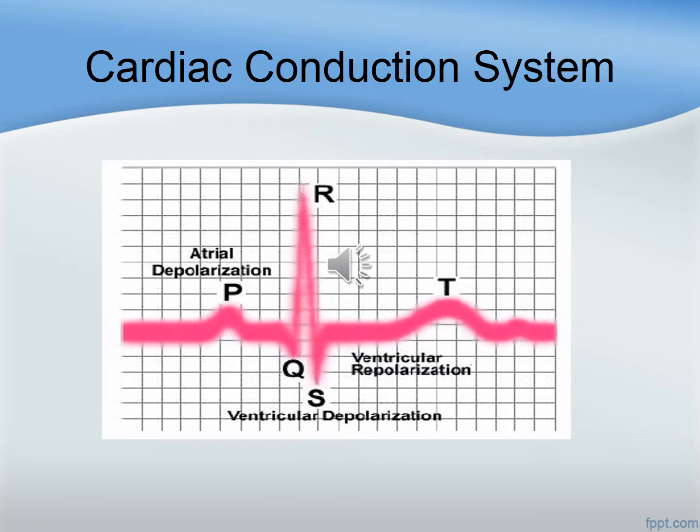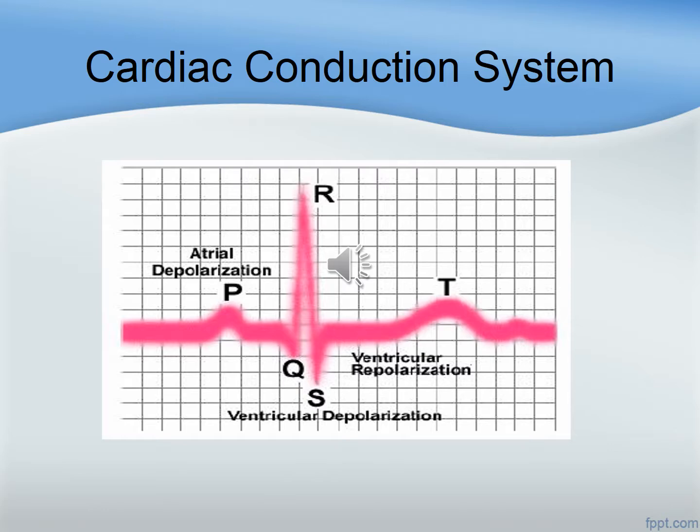So again, let's do a quick overview. The SA node starts the sequence by causing both the atrial muscles to contract. This is atrial depolarization, and this is what causes the P wave that you see on the EKG. Then there's a slight pause, which is the PR interval. The blood moves through the AV valves to allow the ventricles to fill. Then the impulse moves to the AV node, down through the bundle of His, down the left and right bundle branches, and terminating in the Purkinje fibers, causing the ventricles to contract, and this is ventricular depolarization. All of this is represented by the QRS complex.